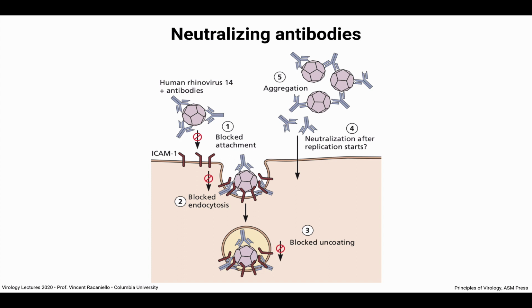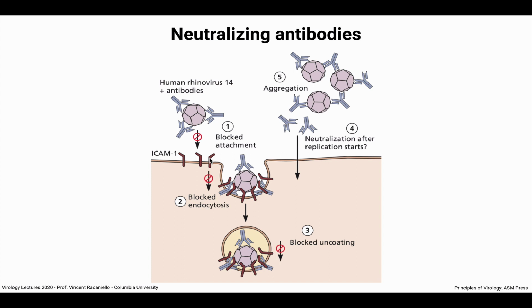All right, how do neutralizing antibodies work? There are a number of ways that they work to prevent infection of a cell, and they're shown here. Here's a rhinovirus bound by neutralizing antibodies, and those antibodies could work in a number of ways. They could block attachment. If enough antibodies are bound at the receptor binding site, the virus can't bind to its cell surface receptor, so they can block attachment.